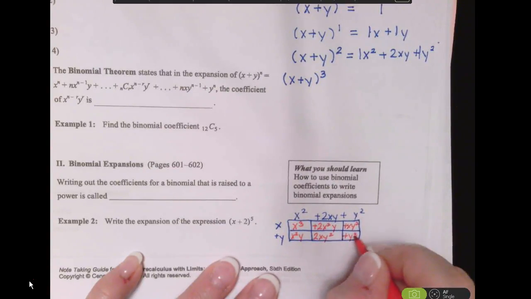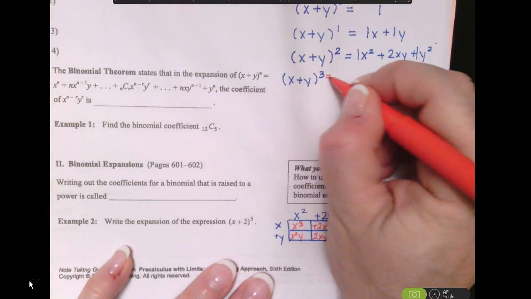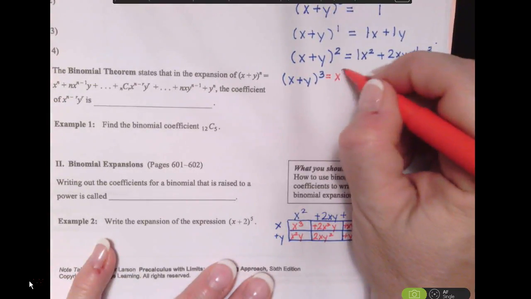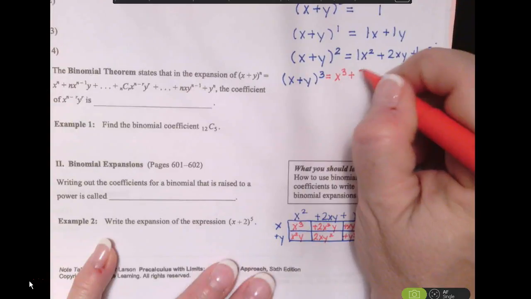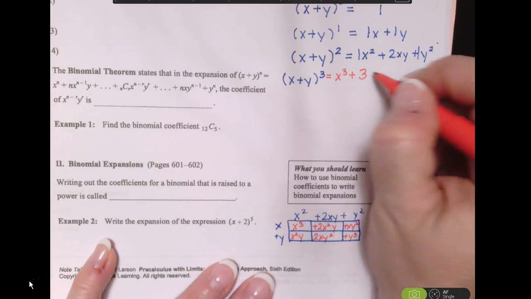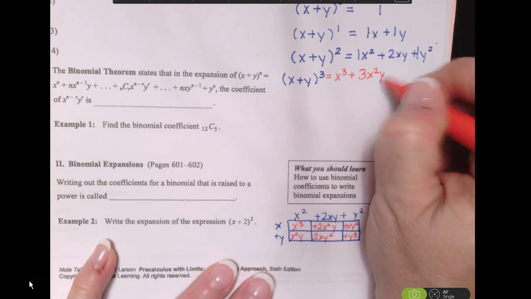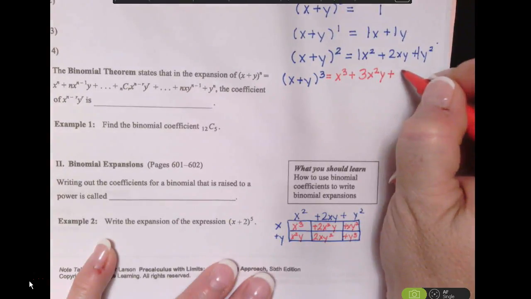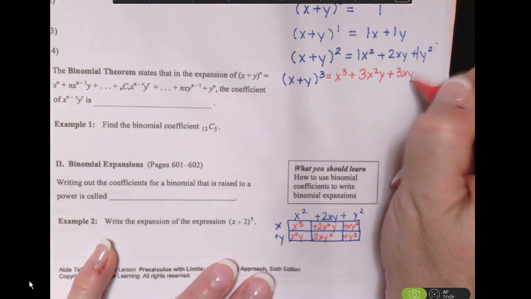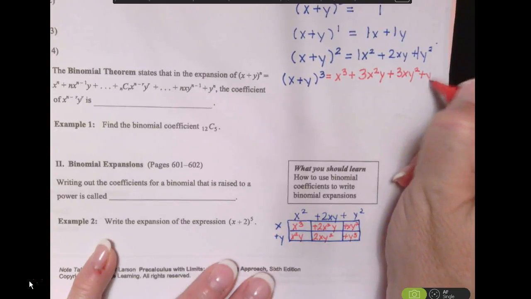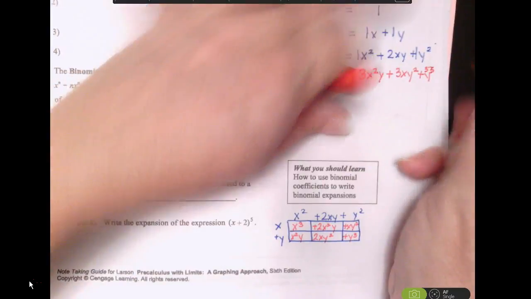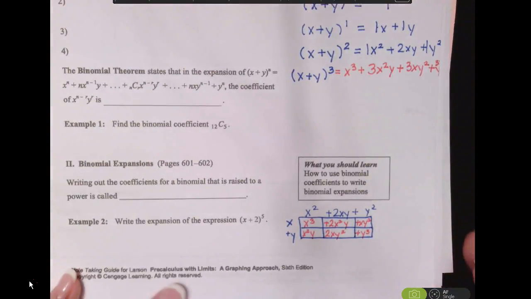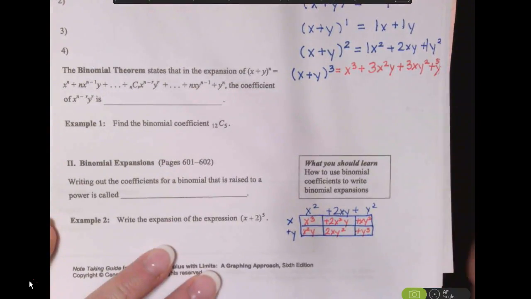So the result for this one is x cubed plus, and then I'll look on my diagonals and combine like terms, 3x squared y plus 3xy squared plus y cubed. And that actually went off the page. Y cubed is my last term.